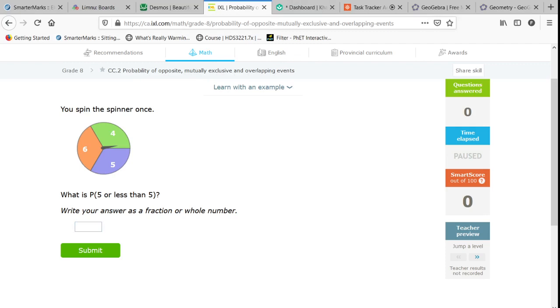So in our first problem here, you spin the spinner once. What is the probability of having 5 or less than 5? 2 of the 3 segments fit that description, so it's 2 out of 3.